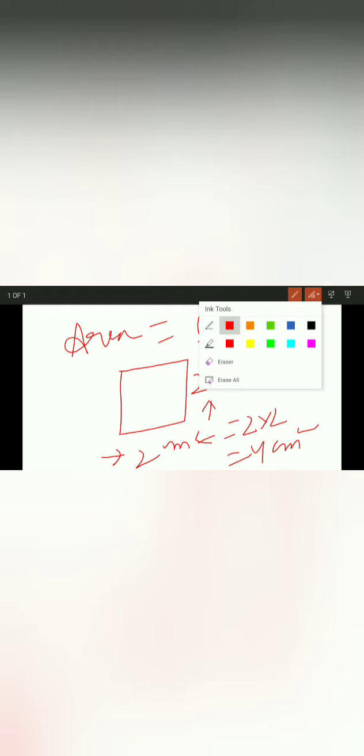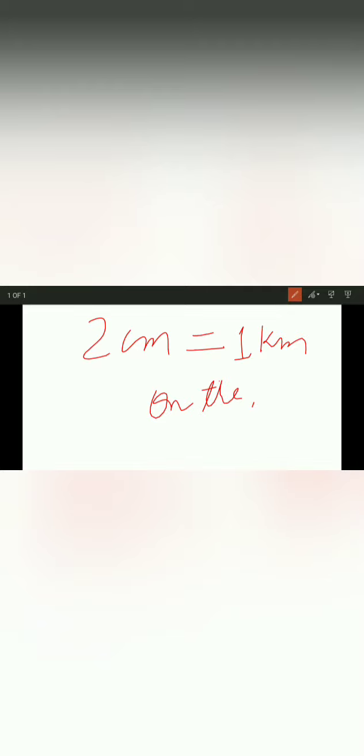But on the map, 2 centimeter square will be equal to 1 kilometer on the actual ground. Okay students, so in this way we can find the area on the map.